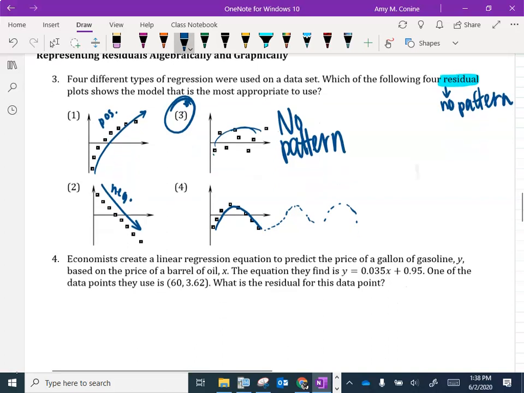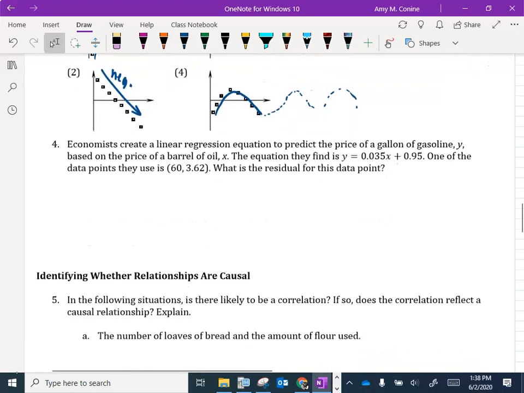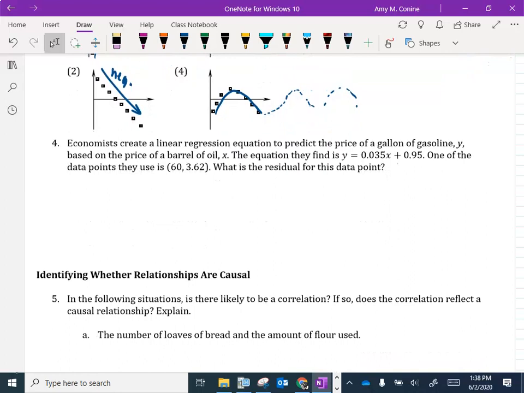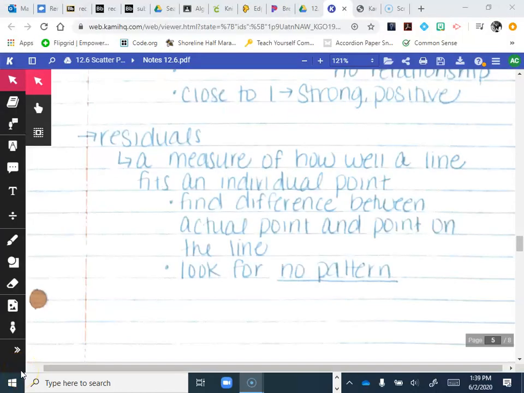Okay. All right, so number 4, economists create a linear regression equation to predict the price of a gallon of gas, Y, based on the price of a barrel of oil, X. So the equation is given. One of the data points they used is there. So what is the residual for this data point? All right, so if you recall, residuals has this definition. I'm not going to scroll up and down, I'm just going to flip. So residual is a measure of how well a line fits an individual point. We're going to find the difference between an actual point and a point on the line. So we're going to look for that no pattern.